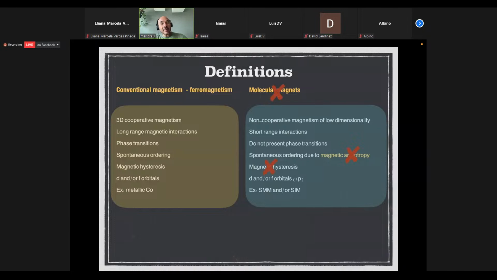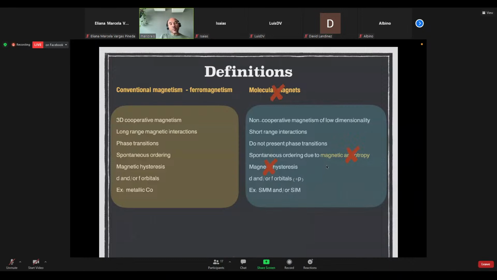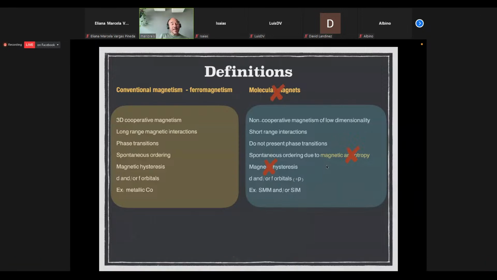However, there are some exceptions. When there isn't magnetocrystalline anisotropy, and the system is only of low dimensionality, as in the case of copper. Because copper, in certain cases, has a d9 electronic configuration, and the spin is 1/2, and spin 1/2 cannot suffer magnetocrystalline anisotropy.